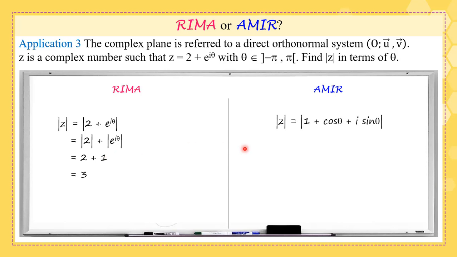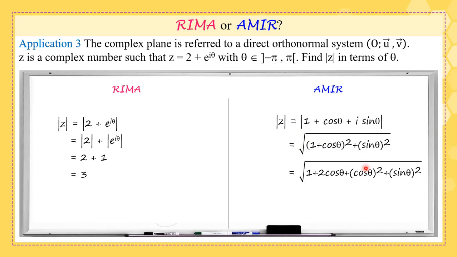Whereas Amir wrote e^(i theta) as cosine theta plus i sine theta. Then he used the property of the modulus, which is the square root of a squared plus b squared. He expanded, this is what he got. Remember, cosine squared plus sine squared is 1. 1 plus 1 is 2, and this is the answer. I think Amir's method is correct, Rima's method is not correct. Pay attention, in case we have a plus here, we cannot distribute the modulus.